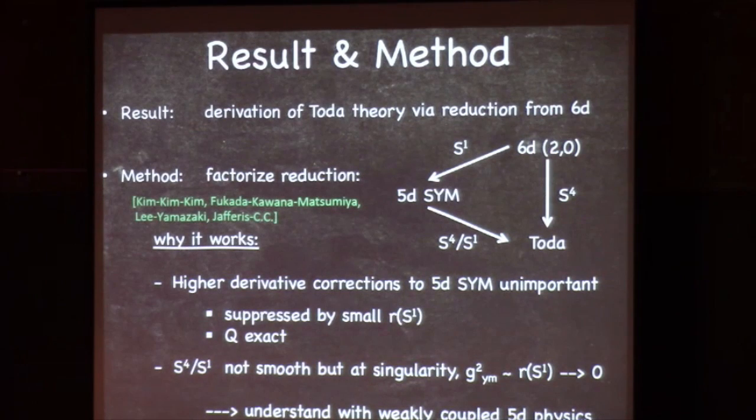Now, there's something funny about this reduction. This quotient space here, S4 mod S1, is singular. And so another thing to worry about is, does it really make sense to put 5D super Yang-Mills on that space? So you can get rid of that fear if you note that the 5D Yang-Mills coupling, g Yang-Mills, is set by the radius of the circle that we reduce on, and that that radius goes to 0 at the locus of singularities in the quotient space. So therefore, we'll be able to understand these singularities in terms of some weakly coupled 5D physics.